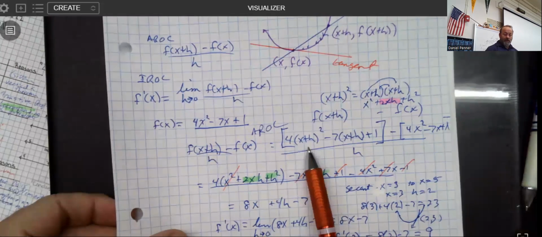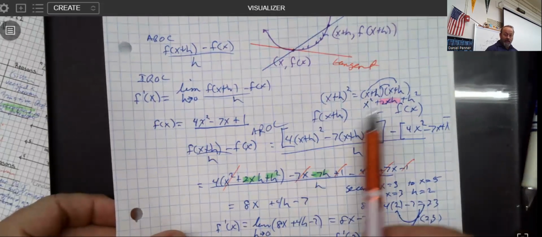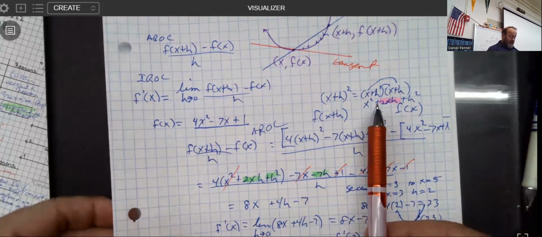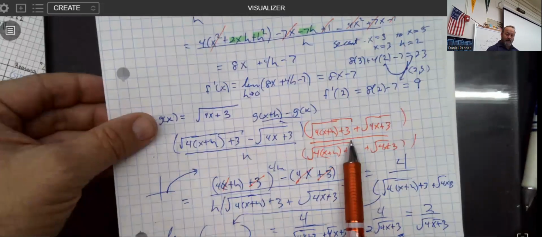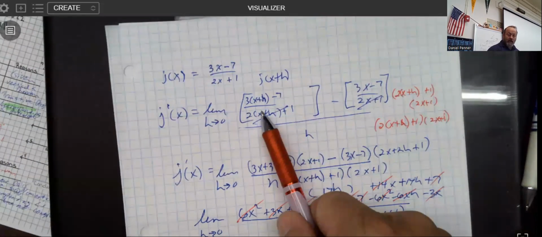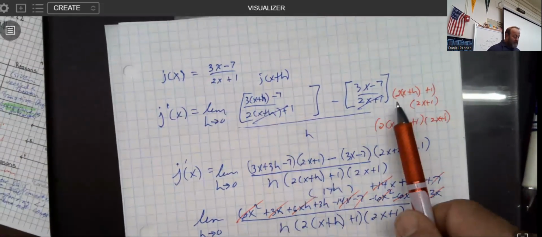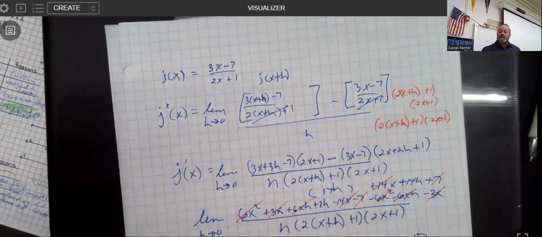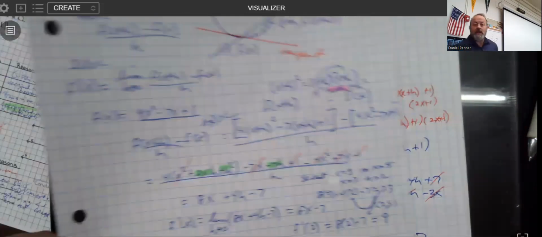Be very, very careful about distributing those things correctly on a polynomial, using the conjugate trick on a radical, or using a fraction buster on a rational equation. So those are the three big ones that we study, at least for the time being.